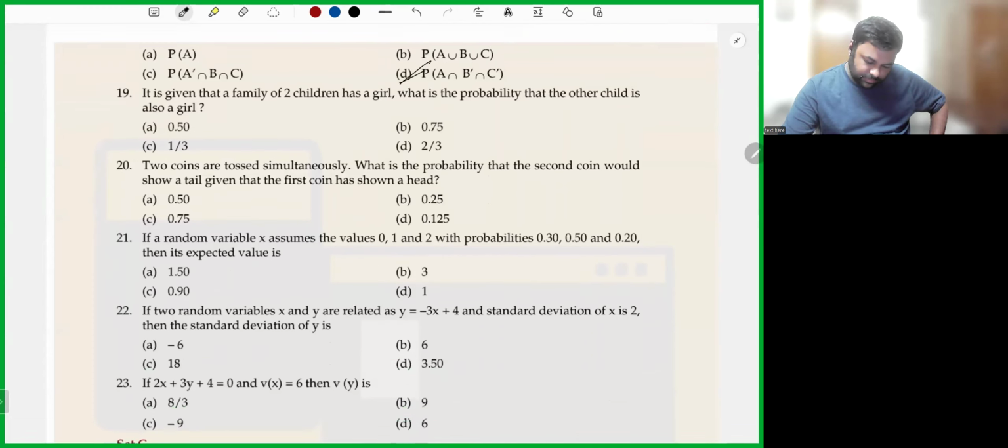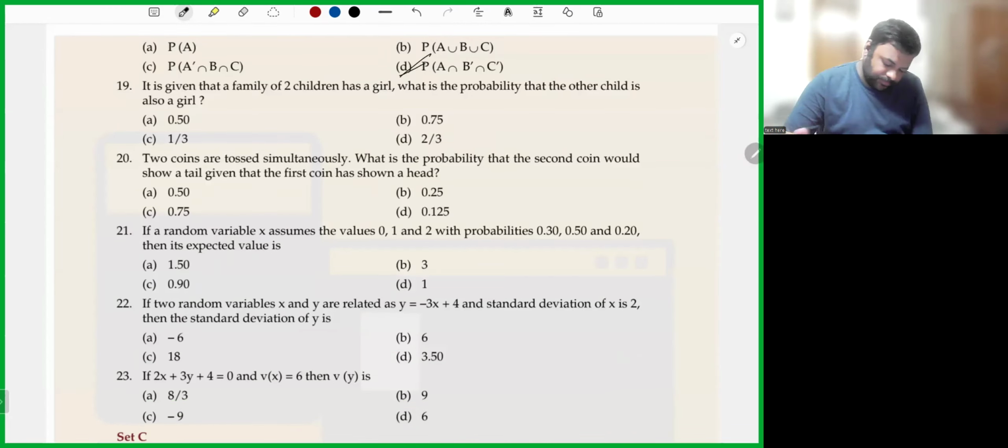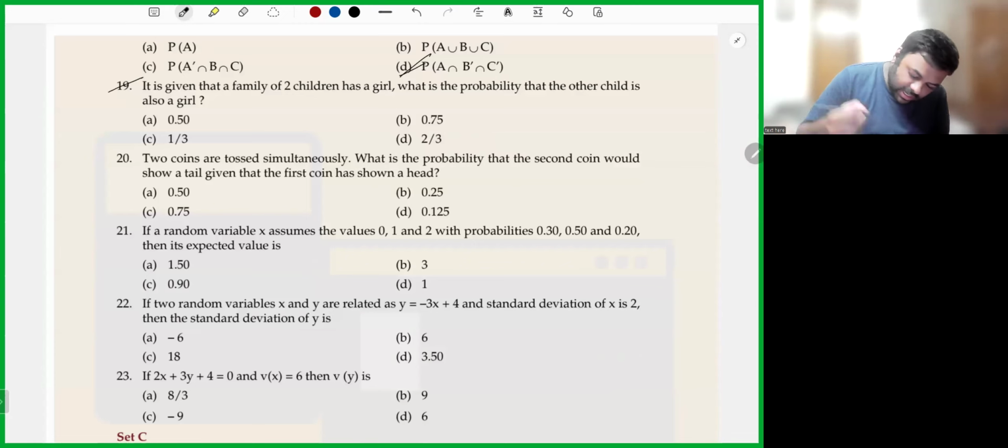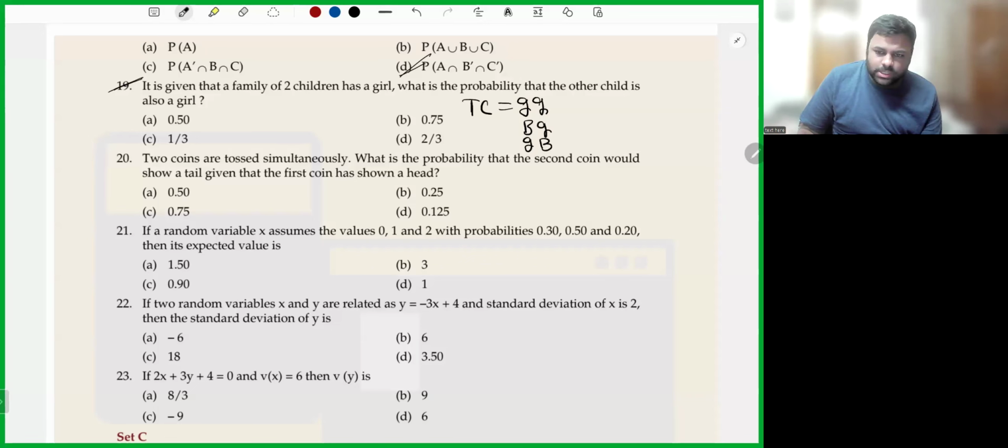Next, question number 19. He's telling it is given that a family of 2 children has a girl. Okay. What is the probability that other child is also a girl? First, let's take total cases. 2 children are there. They can be girl, girl, boy, girl, or girl, boy. Sir, can't they be boy, boy? No, sir, they can't be boy, boy, because he's telling already there is one girl.